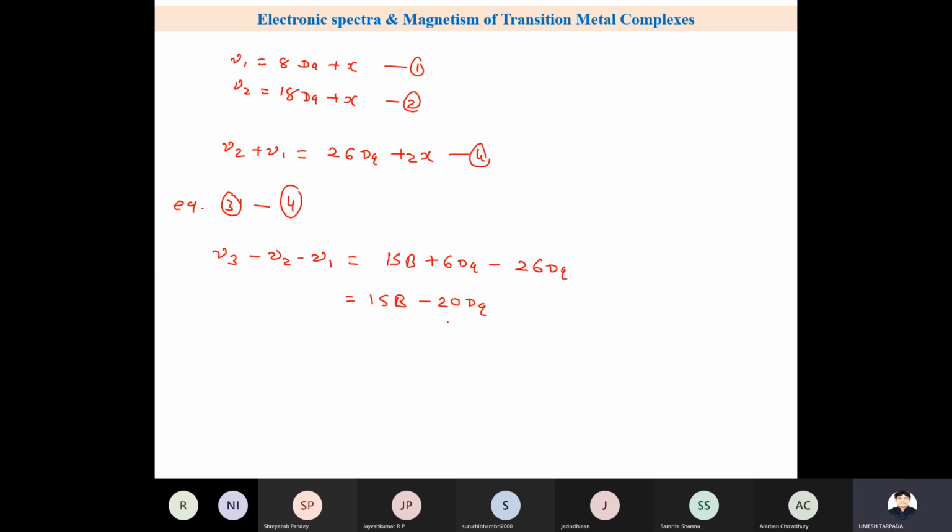What is 10 dq? nu2 minus nu1. Yes, so here it is 2 into 10 dq, write it like this. So it's nu2 minus nu1. So your answer becomes 15b is equal to 15b minus 2 nu2 plus 2 nu1. So make 15b the subject of the formula. So 15b is equal to what?